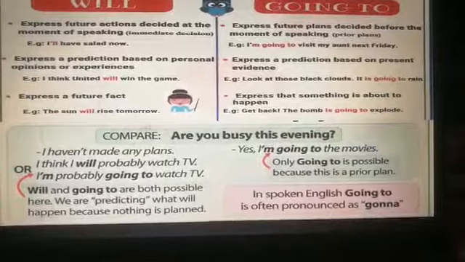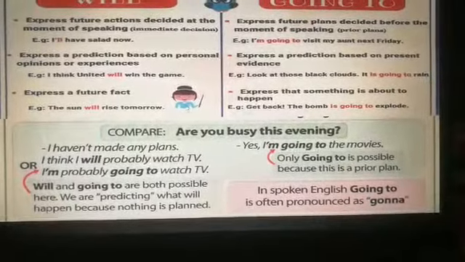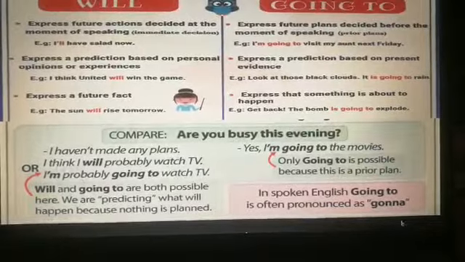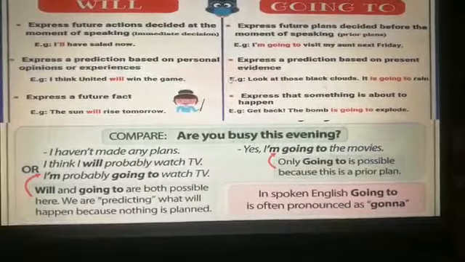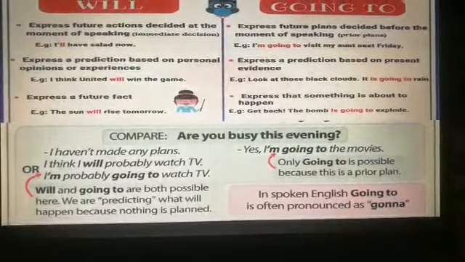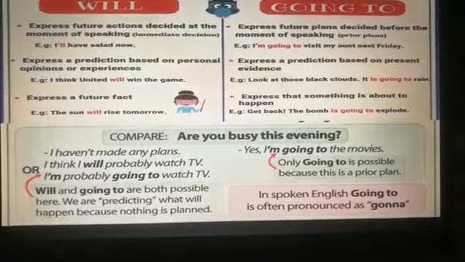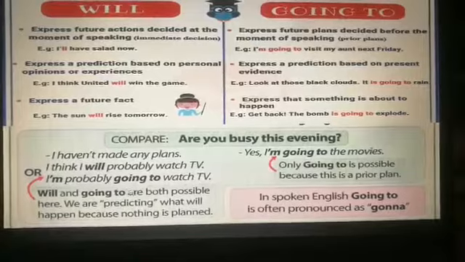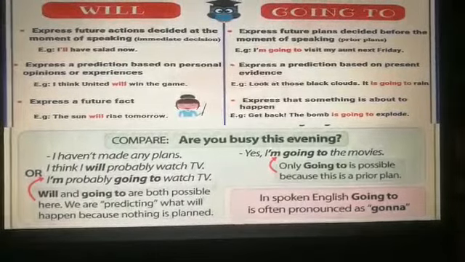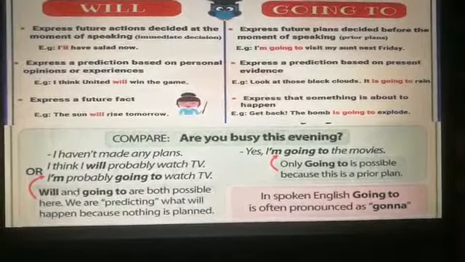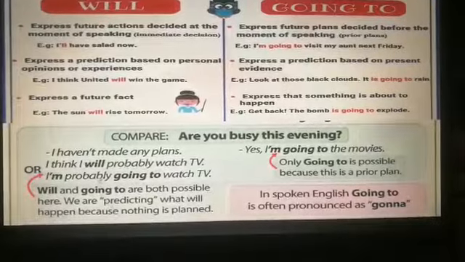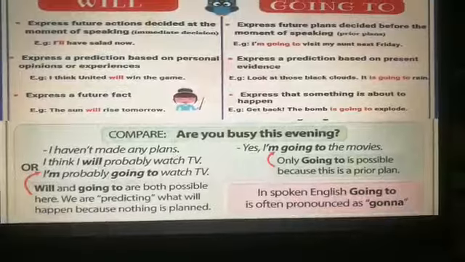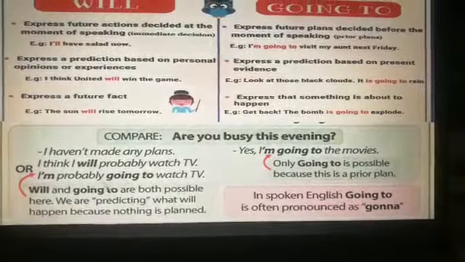Let's compare. Are you busy this evening? Let's see the sentence. Two probable answers to this question. Are you busy this evening? I haven't made any plans. I think I will probably watch TV. I'm probably going to watch TV. You know why here will or going to both can be used? Because we are predicting what will happen, but nothing is planned.